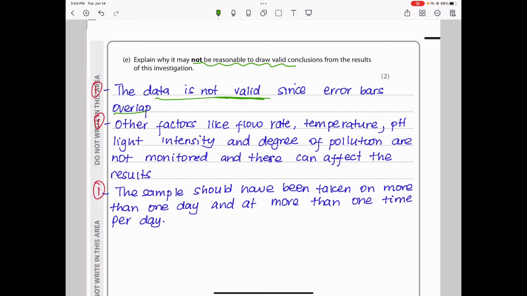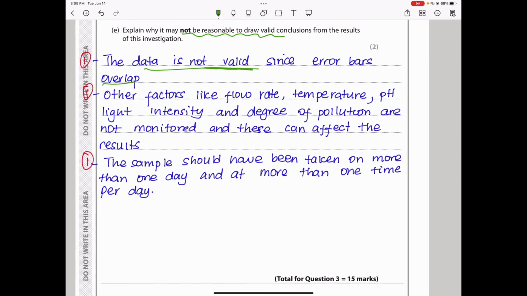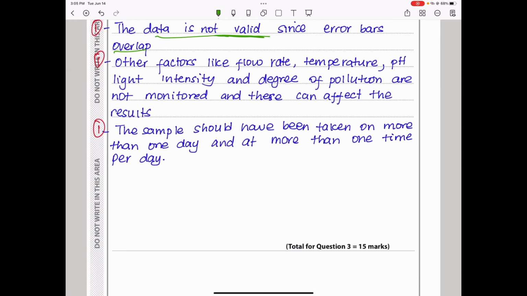So it's possible that other factors like flow rate, temperature, pH, light intensity, or the degree of pollution were not monitored properly, and these can affect the results. So in some areas, it could be because they did not take into account all the other factors. And last, they say the sample should have been taken one more time on another day, or at least another time during the same day, to make a comparison. One time per day may not be that suitable to make valid conclusions. This is the end of question 3.